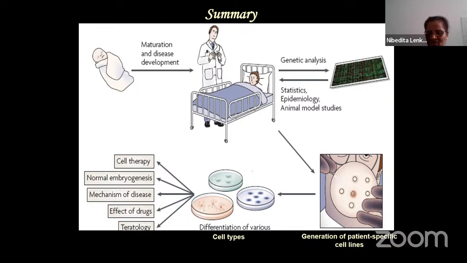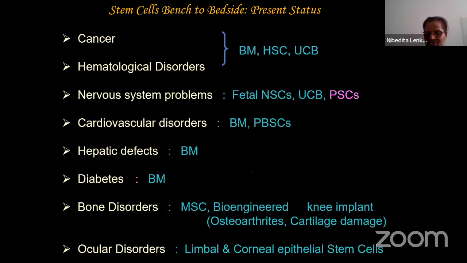So where have we actually reached with stem cells? These are specific disorders where stem cells have been implicated. As I was telling, the ocular disorders, which is very promising. And this is something giving sight to people, which is very fascinating and very rewarding, in fact. And these are different problems which one can think of utilizing stem cells for.